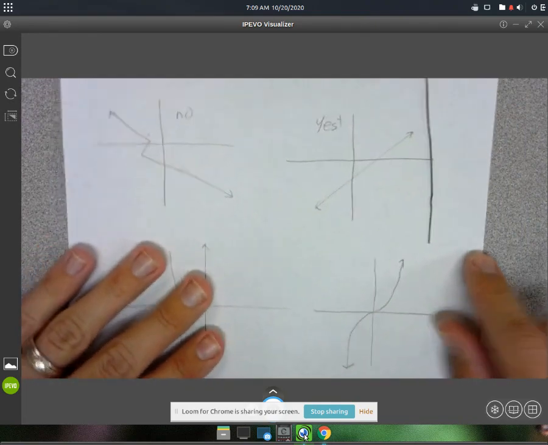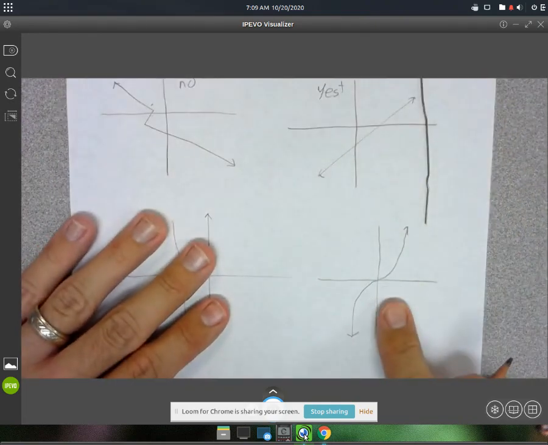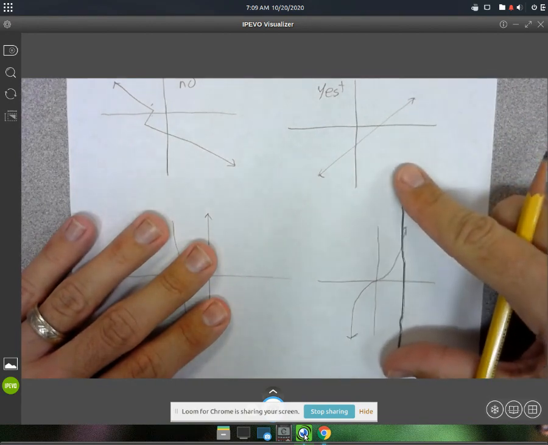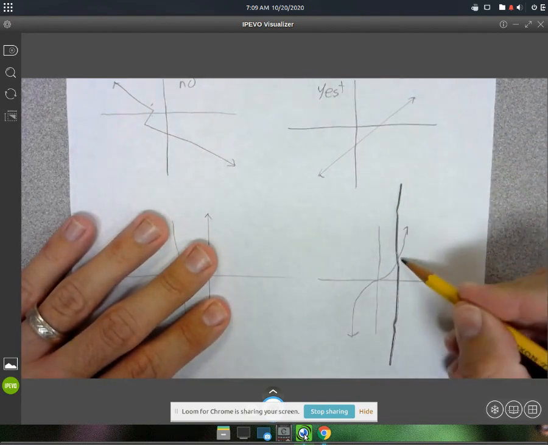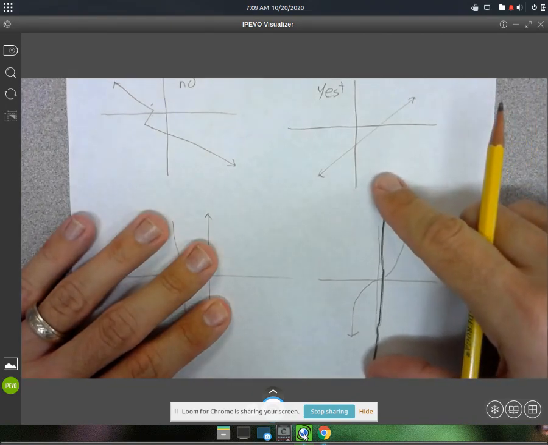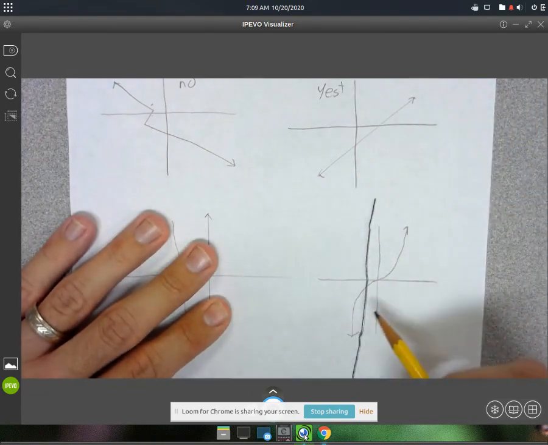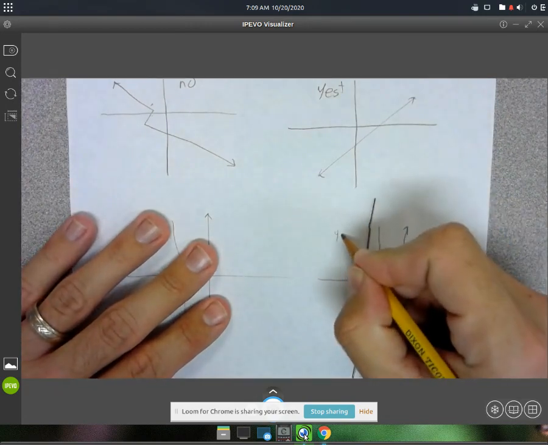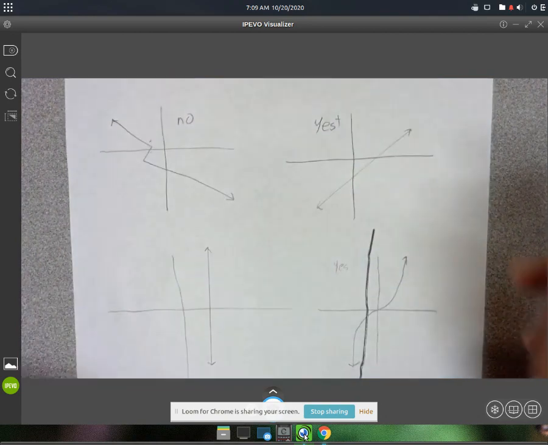If we look at this function here, it's only intersecting at the one time here. Move it along a little, and everywhere we move it, it's only touching it one time. So this would be a yes. It does pass.